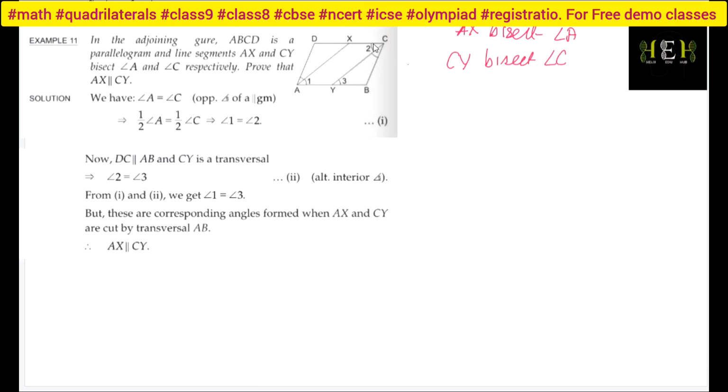Now see, when these two angles are equal, and this line is parallel to this line because it is a parallelogram, I can say angles 2 and 3 are equal.